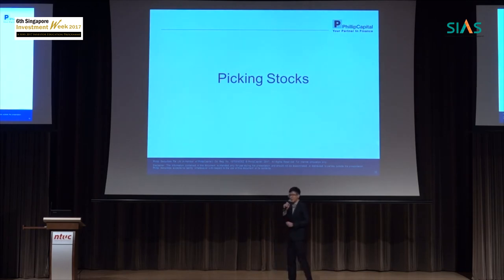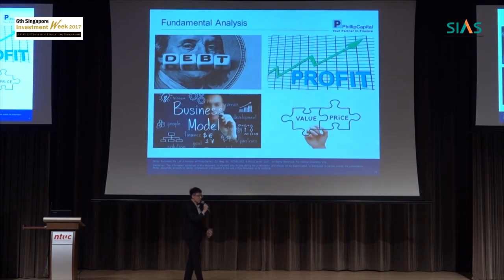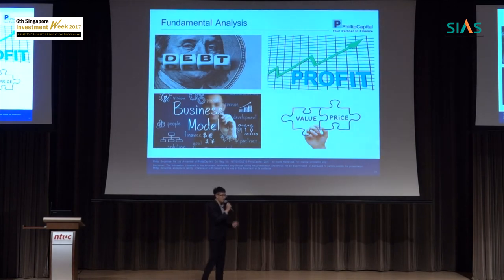Next thing, picking stocks. Today I'll be talking to you about fundamental analysis, something that I like to use. So what do we look for when we're trying to determine what companies to invest in? Four things I usually look at: the debt first, the earnings, business model, then valuation.